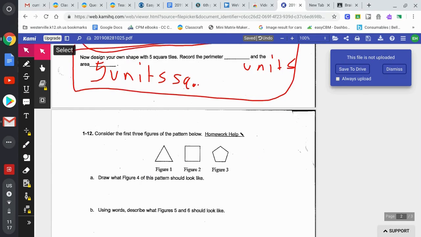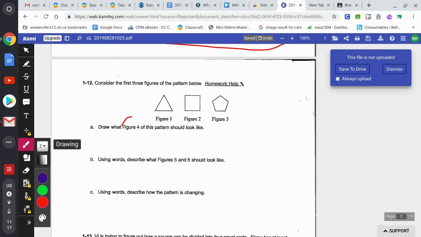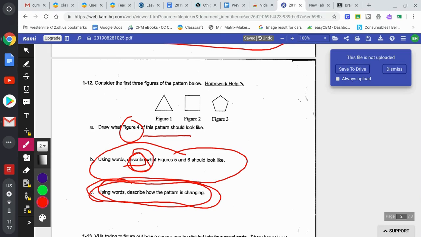Moving on to the back. Again, we have the 3 figures. There's just 3 questions to go with. 1, 2, 3. So what do you think the 4th figure should look like? You're just going to have to draw the picture. Using words, tell us what's happening in the 5th and 6th pictures or what you think they'll look like. And then using words, describe how it's changing. So a picture of what 4 looks like. Describe, so you're going to use words, or you can draw the shapes. And then down here, use words again to tell us what's happening in each figure. Hint, it has to do something with the sides.